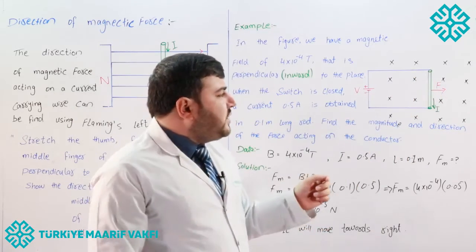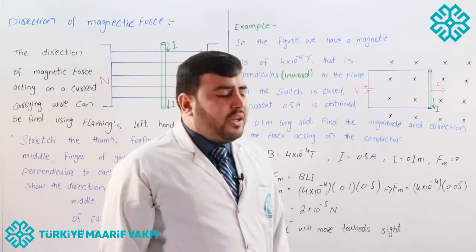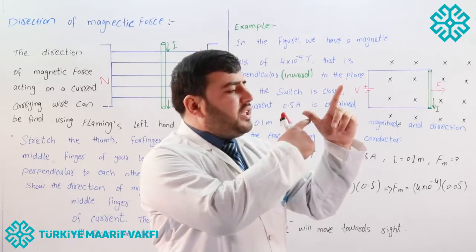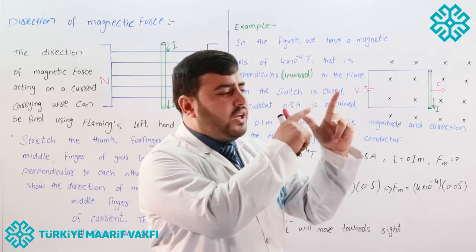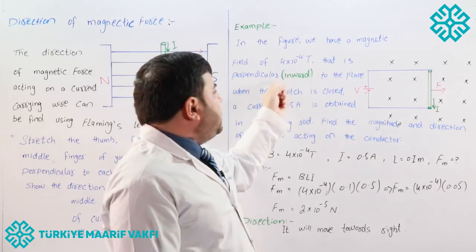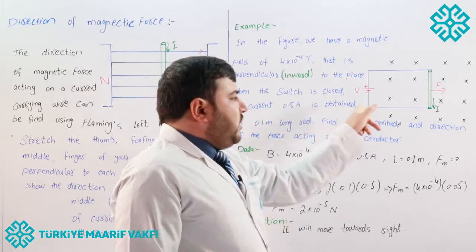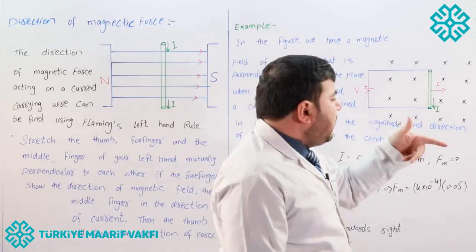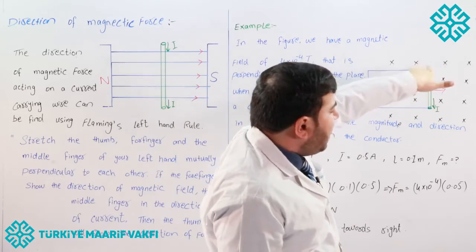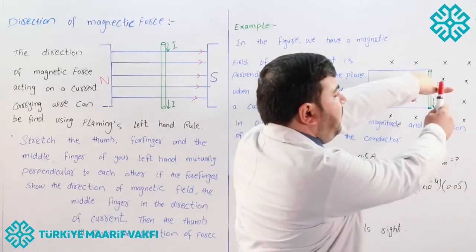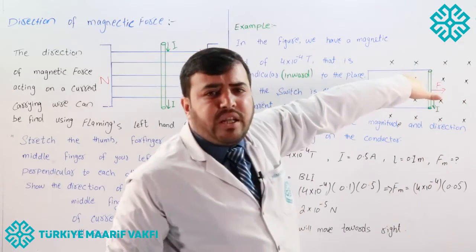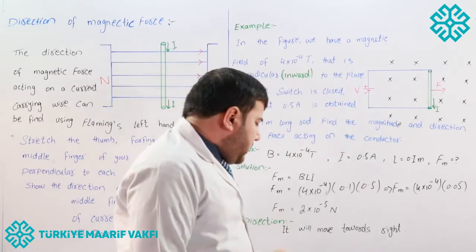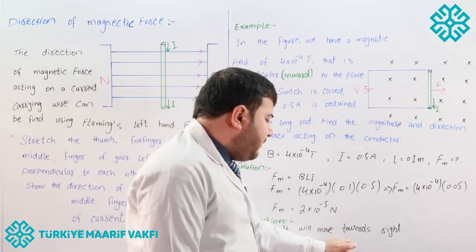Now we will find the direction of the force using Fleming's left hand rule. As I told you, the thumb indicates the direction of the force, the forefinger the magnetic field and the middle finger the current. As in the question it is given that the field is inward, the forefinger will be inward, and the current is flowing from up to downward. So the thumb will indicate the direction of the magnetic force. So it will move from left to right.